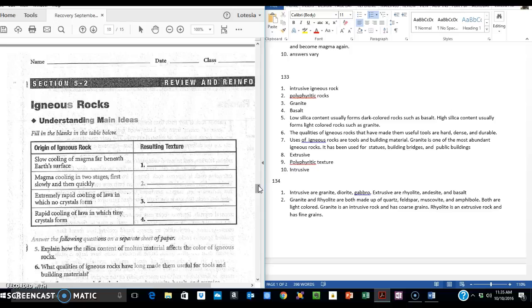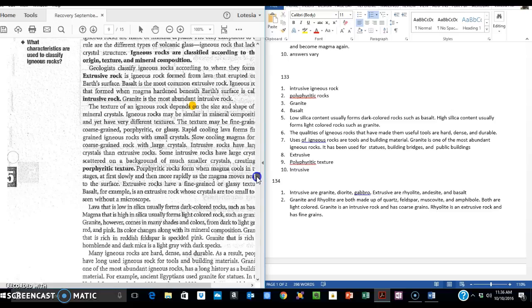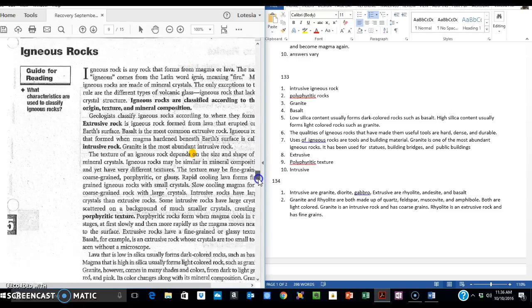Fill in the blanks in the table below. So after you've read, it's asking you about some types of igneous rock. In this passage, it gives you that igneous rock comes from, or has the meaning, fire. So it comes from a volcanic eruption. It tells you how they're classified. It gives you extrusive, intrusive, porphyritic texture, and I think that's it.